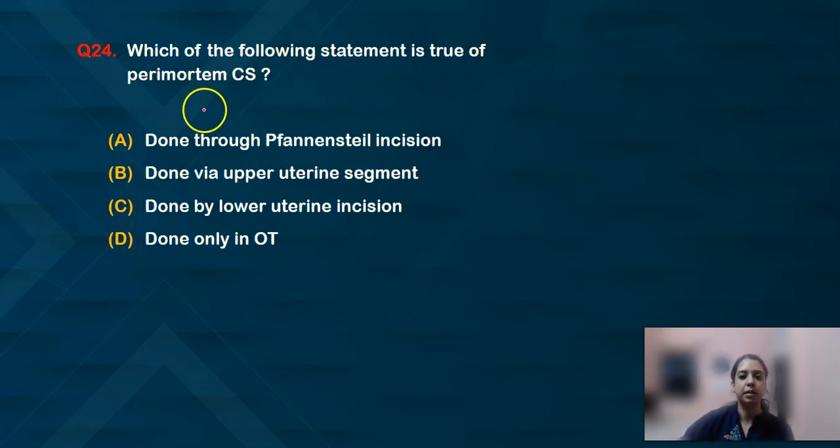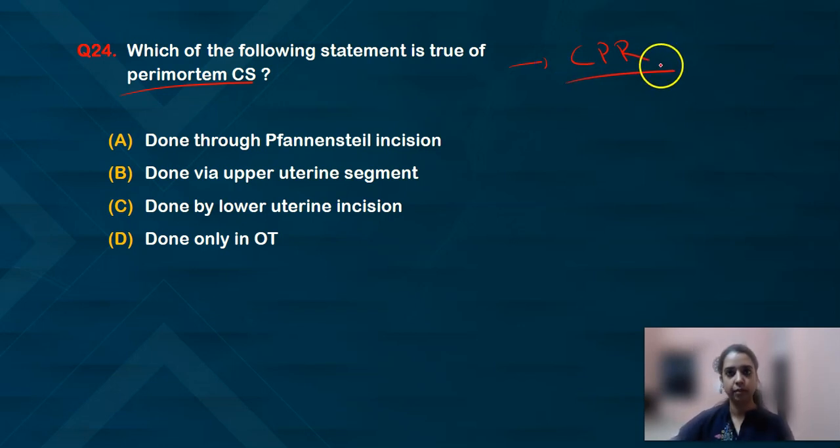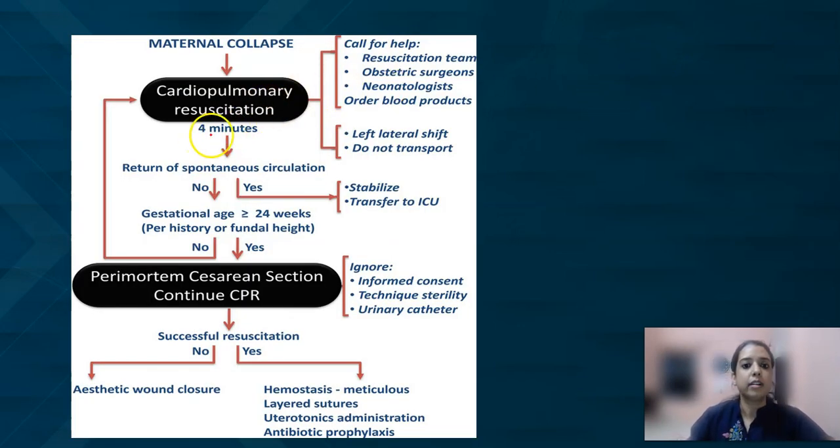Which of the following statements is true about perimortem CS? So perimortem CS is important. Perimortem CS is a step of CPR in a pregnant woman. In case of maternal collapse, when you see the steps of CPR, you try the CPR for 4 minutes.